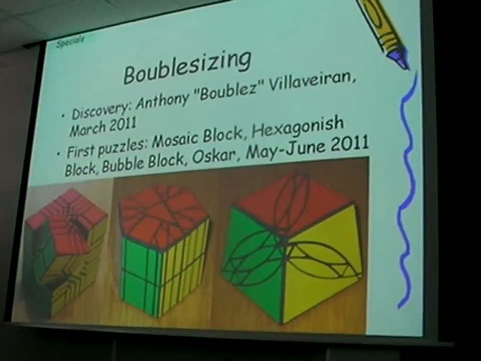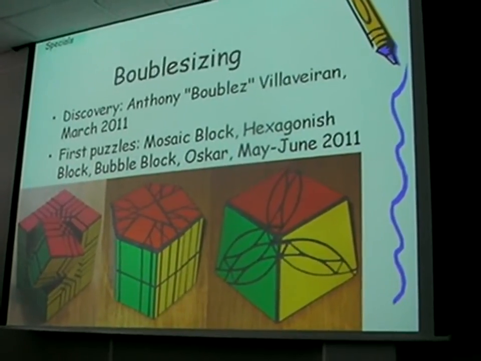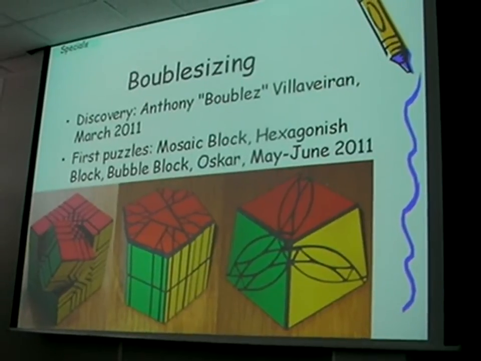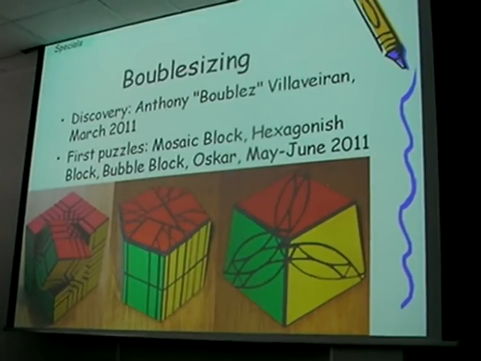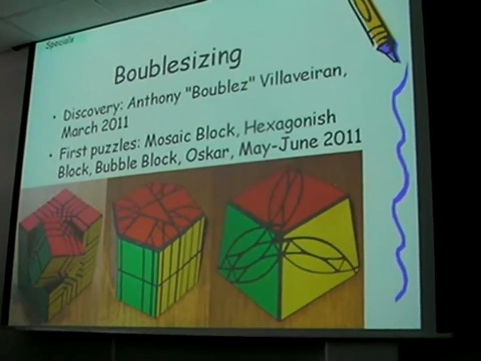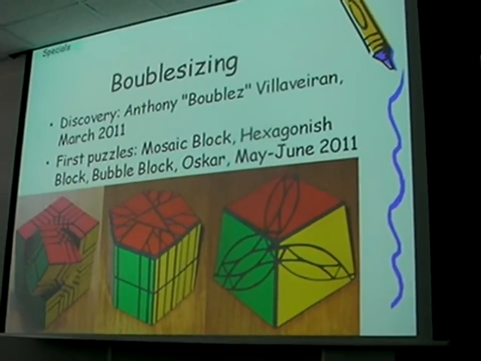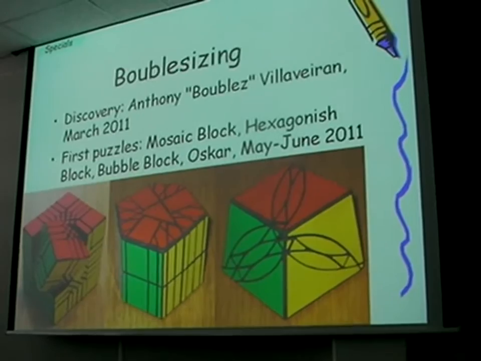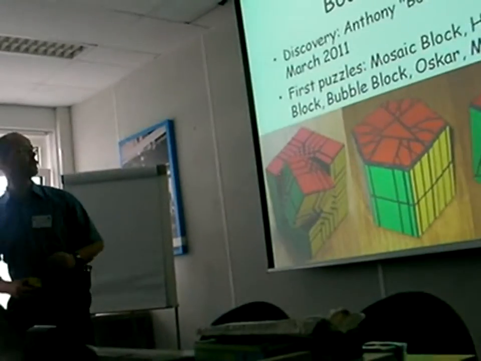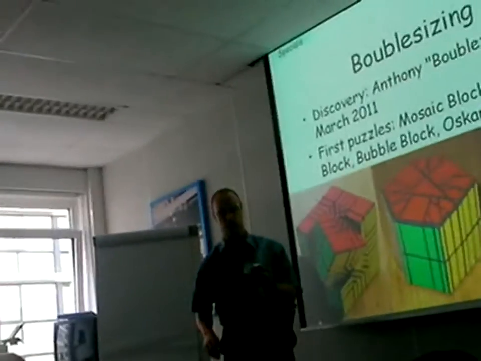This is something that was discovered by Anthony Villeveren, and his nickname is Boubless. It's something he's been called by his friend from his early childhood. And so, naming after him, we call this bubble sizing. And I have a few bubble-sized puzzles here. Now, let's immediately start with the most complex one, the bubble cube here on the right.